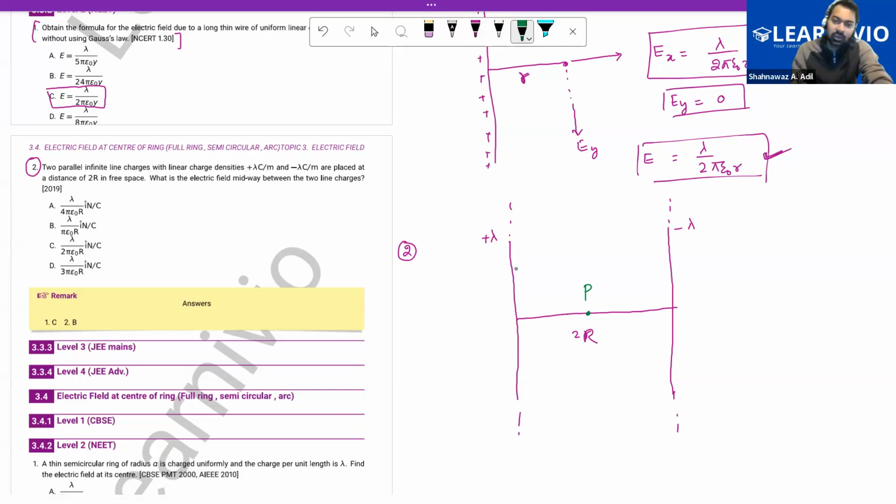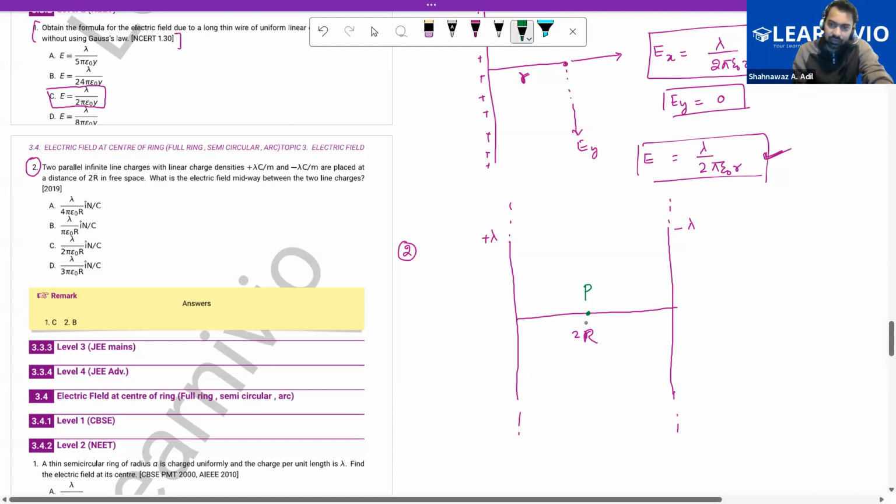Due to this one, what would be the direction of the electric field at this point? It would be attractive. This is positive, but because there's a negative lambda, that will also come. So due to this one, the electric field would be in this direction, towards negative lambda.